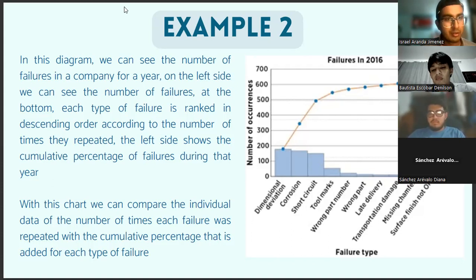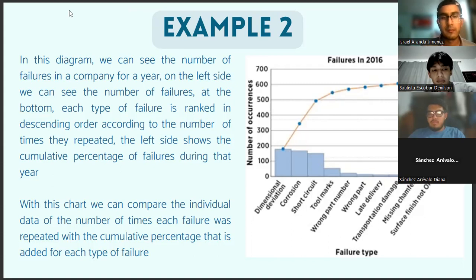As I said, we can see the number of occurrences that are repeated, and on the right axis we can see the percentage that is summed to the previous failure. So if the dimensional deviation is, for example, 30%, then the dimensional deviation and the corrosion are, I don't know, 55% as a sum of the two.